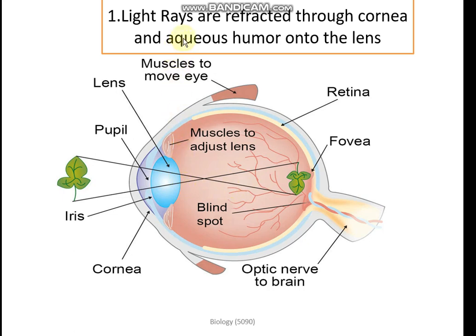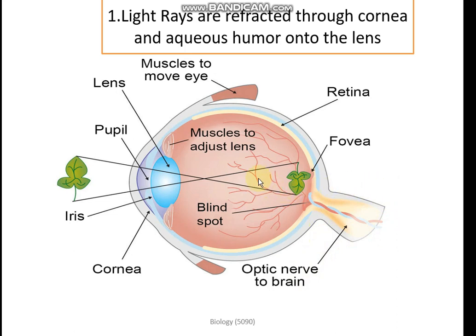First, the light rays are refracted. What is meant by refracted? Refraction means bending. The light rays are refracted through the cornea, then they pass through the aqueous humor. After passing through aqueous humor, the light rays will pass through the lens. This over here is the lens, and once the light passes through the lens, it will be focused onto retina, where the image is formed, and this information is carried through the nerve impulse by the optic nerve to the visual center of the brain.